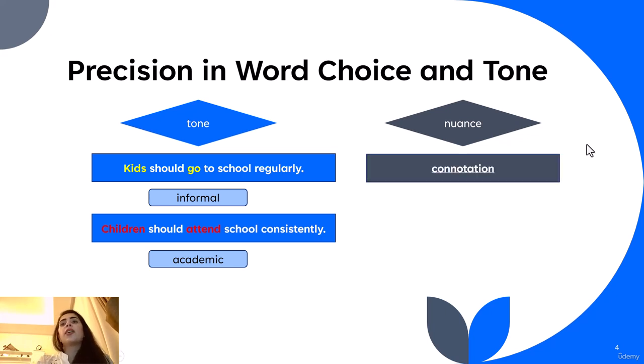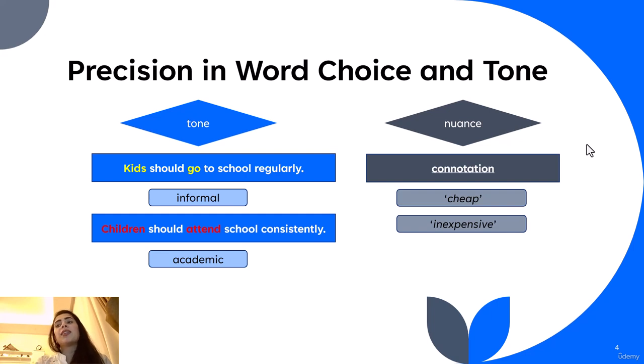Also, consider the connotation of words. Words like cheap and inexpensive technically mean the same thing, but cheap has a negative connotation, implying poor quality, while inexpensive is neutral or even positive. Using the right word in the right context shows that you understand the nuances of the language.